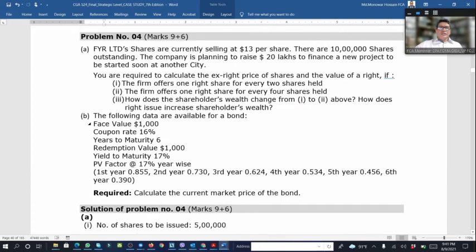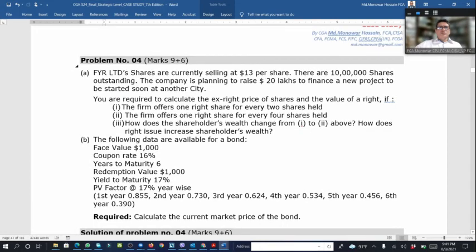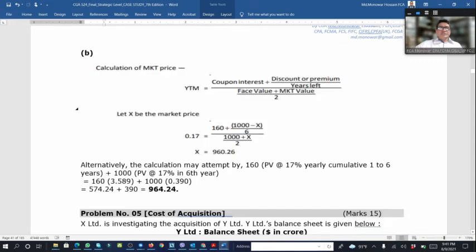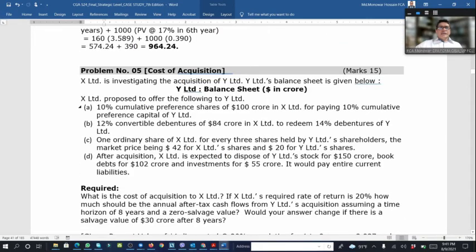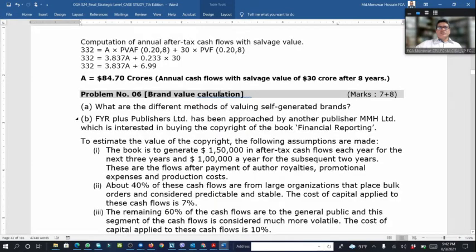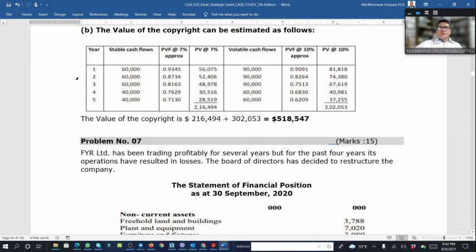Some questions are included here, with answers, so you can just see them. Here is cost of acquisition, with the solution. Here is another one, brand value calculation: how can we calculate a brand value? Here is the calculation and the answer.